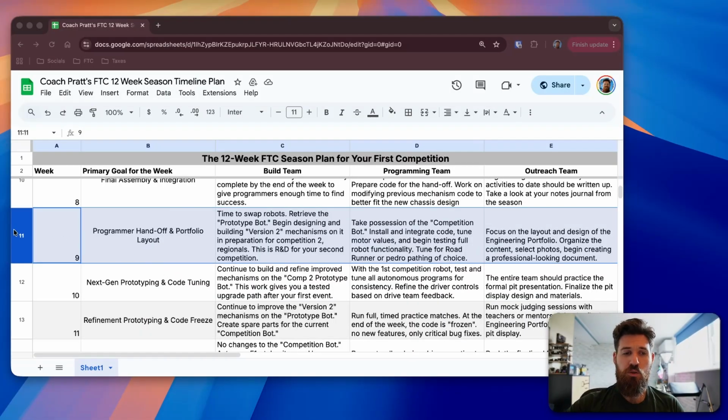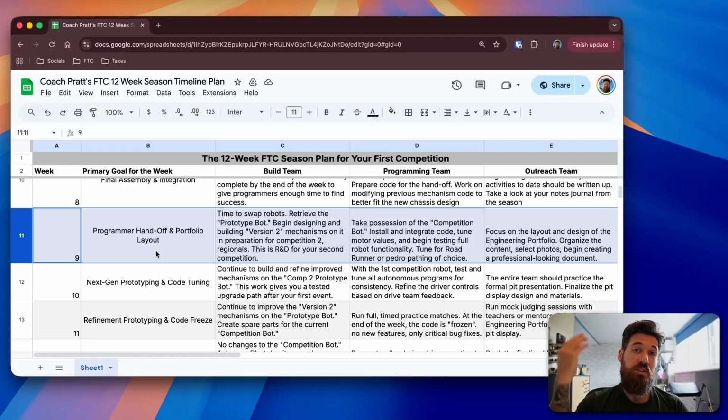So the overarching goal for this week is the programmer handoff and your portfolio layout. That doesn't mean the build team is necessarily done, but the goal is that your competition robot should be finished by the start of this week for your first qualifier. That doesn't mean it is your end robot when it's all said and done, but you should have a functioning chassis that no longer has any major changes being made to it.